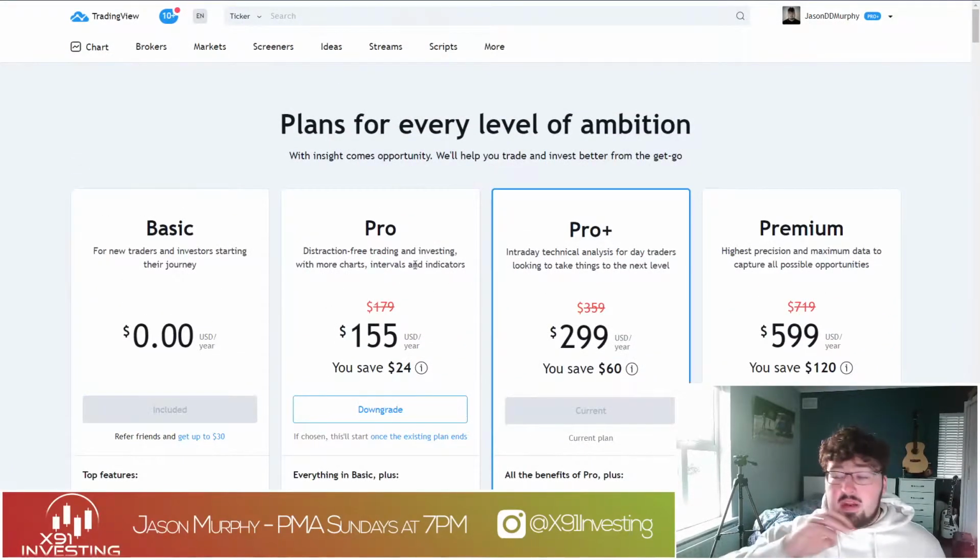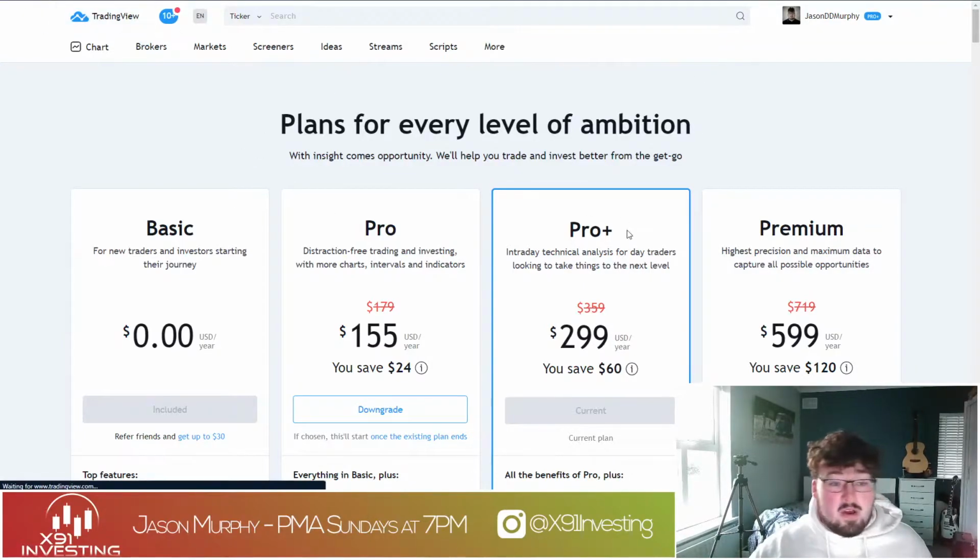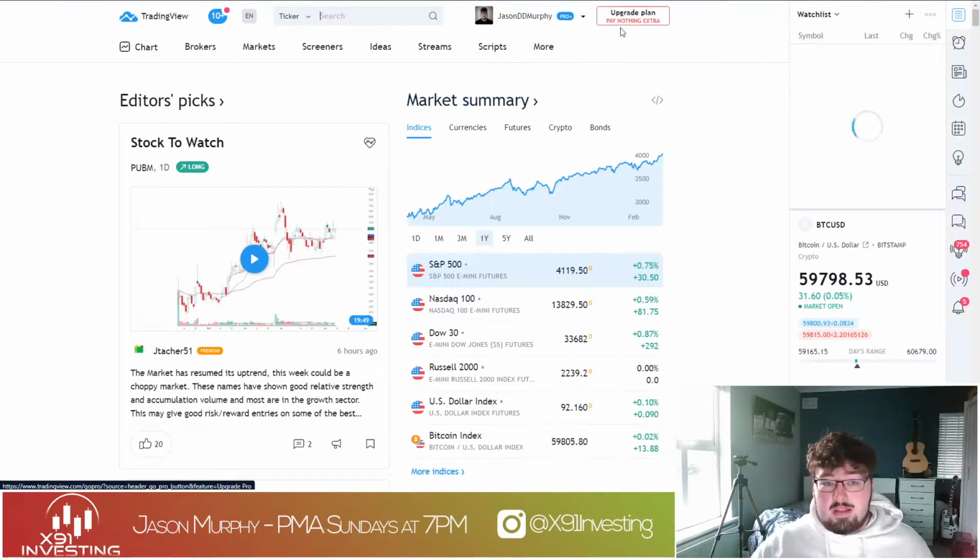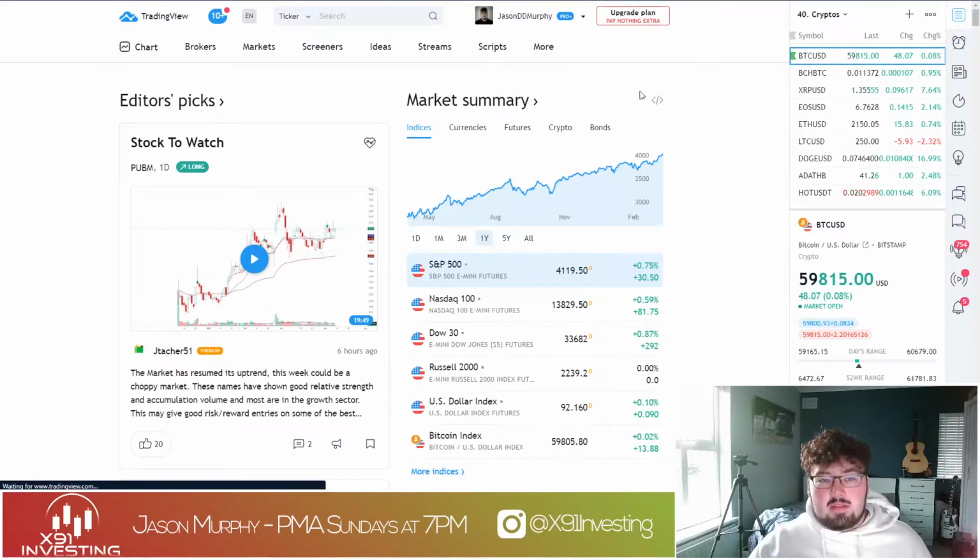But if you are getting into trading properly, not necessarily professionally, though technically you're professional if you're making money from it, and you don't necessarily have to be getting into it full time, I would definitely recommend TradingView. I've given them €180 and they're still saying to me, upgrade plan, pay nothing extra.